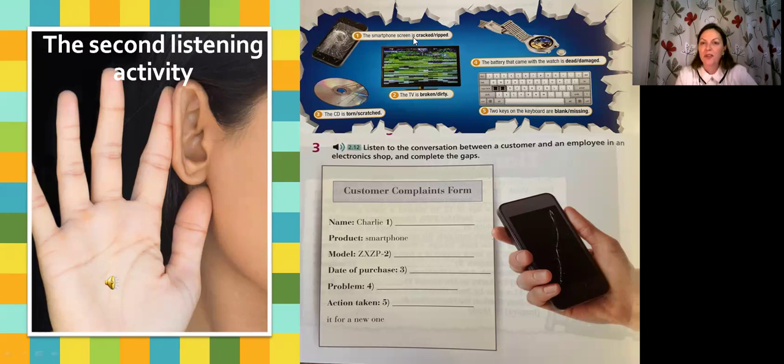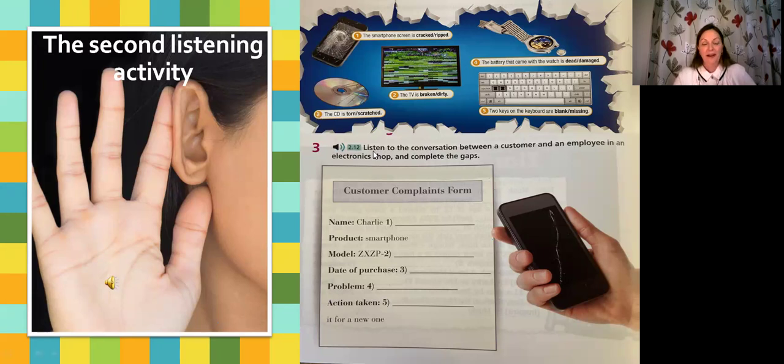So the smartphone screen is cracked or ripped. And we circle the correct answer. The TV is broken or dirty. And my students circle the correct answer. The battery that came with the watch is dead or damaged. The keys on the keyboard are blank or missing. The CD, this is a little bit outdated, is torn or scratched. And my students usually give me the correct answers.